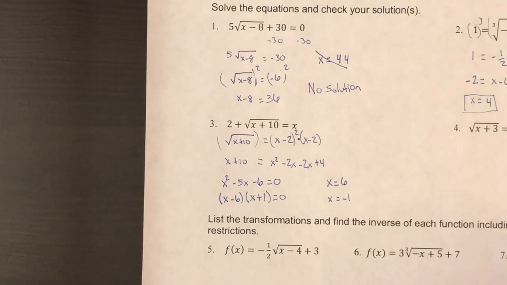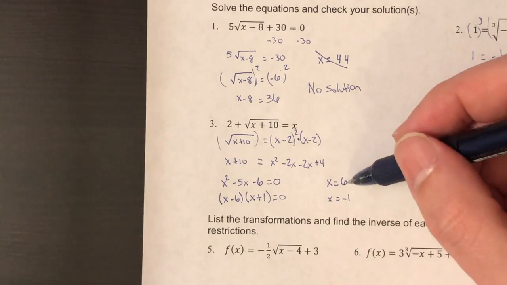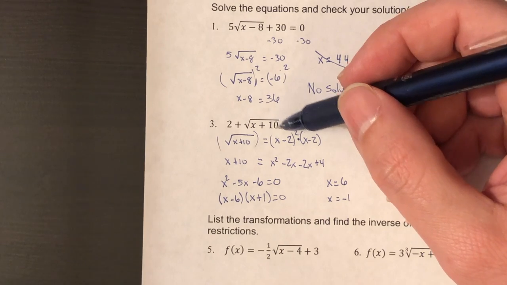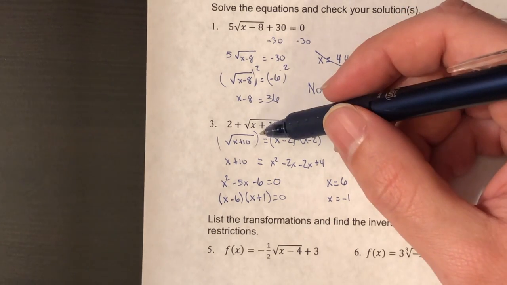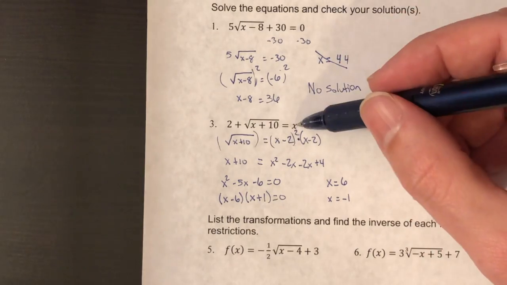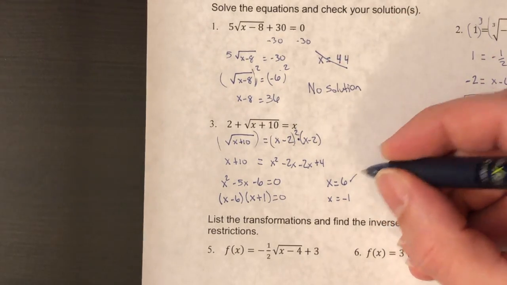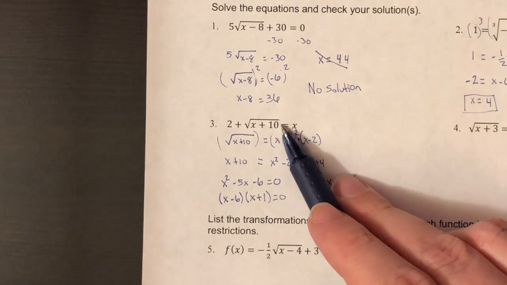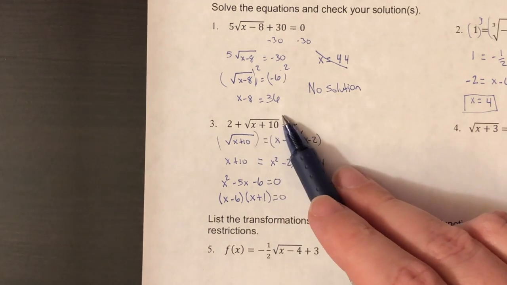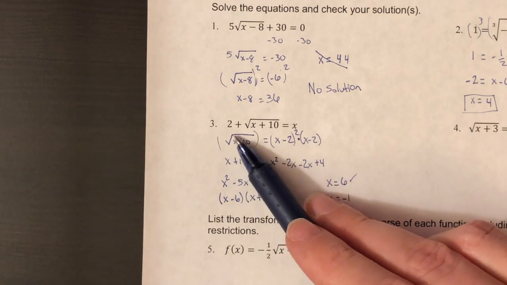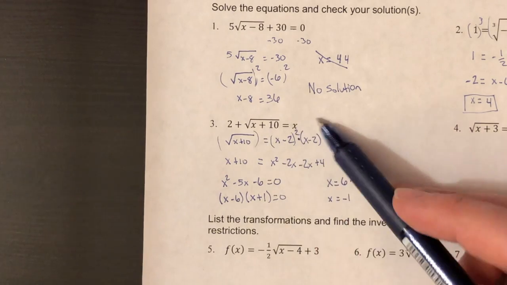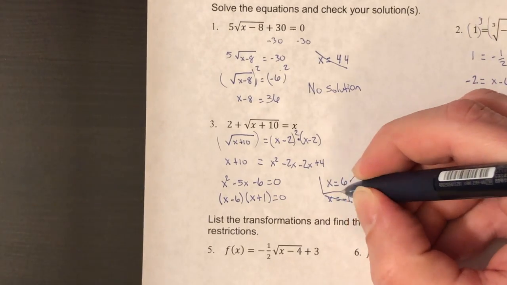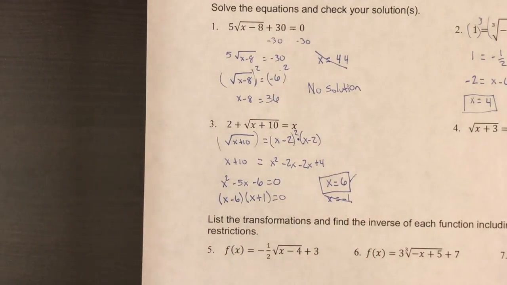But I need to check the answers, make sure that that works in there. So I plug 6 in. 6 plus 10 is 16. The square root of 16 is 4. 2 plus 4 is 6, which is what that would equal. So that one works. If I put -1 in, -1 plus 10 is 9. The square root of 9 is 3. 2 plus 3 does not equal -1. So this one is an extraneous solution. So the only solution I have here is x equals 6.